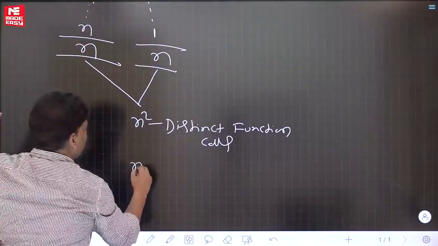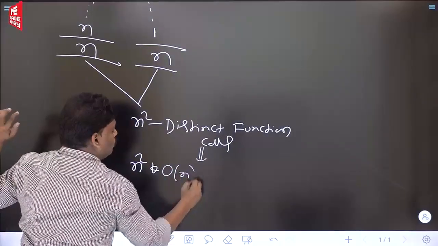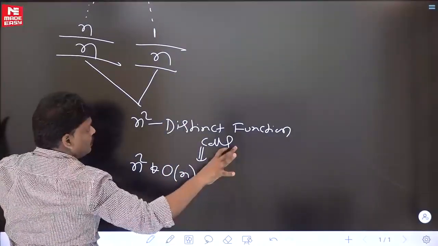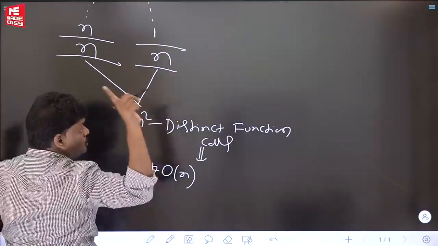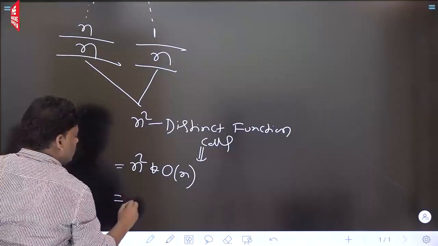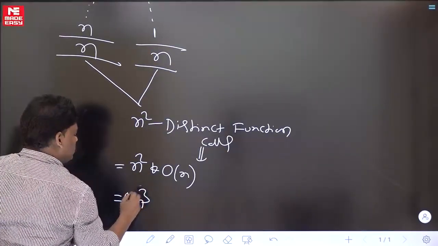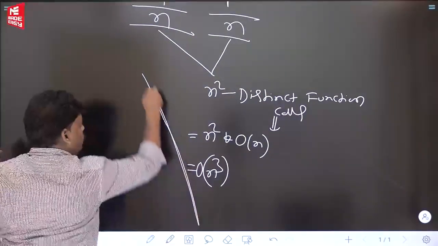Next, n square distinct function calls, each taking how much time? Order of n time. You know, the speciality in this problem is that one function cost is n. In all previous applications, one function cost was 1. Here one function cost is n. So totally, what is the answer? N cube is the time complexity. Using dynamic programming, time complexity is big O of n cube.